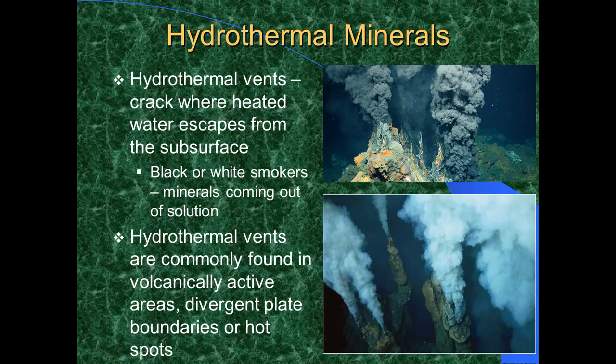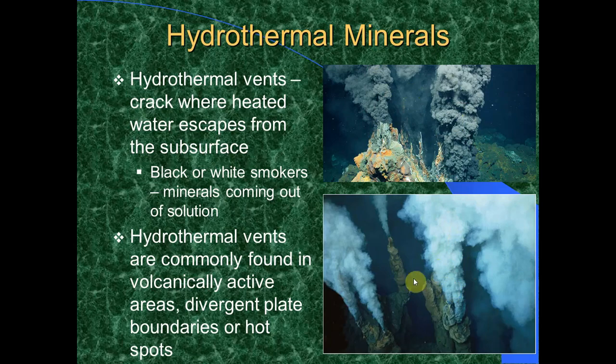Now, I wanted to take a little bit deeper dive into that oceanic divergent plate boundary. In this environment, we typically see what are called hydrothermal vents. These are cracks in the crust where heated water escapes from the subsurface. And I'm sure you've seen pictures of these. These are called smokers. We have black smokers. These are minerals enriched in iron and magnesium. And we have white smokers. These are typically enriched in sodium and calcium.